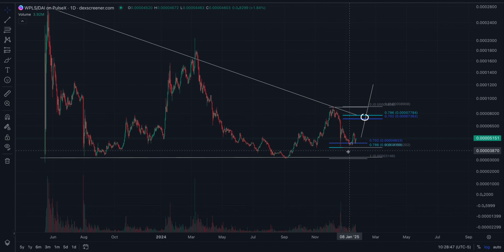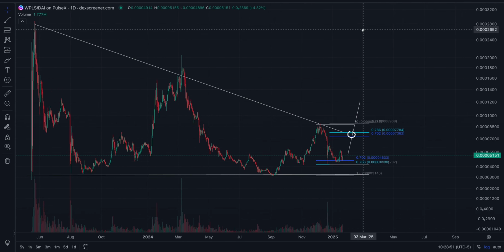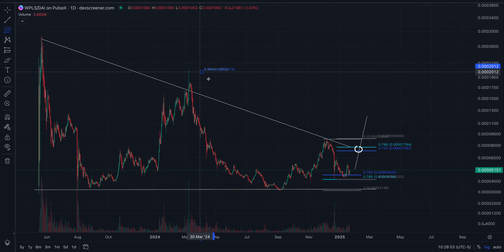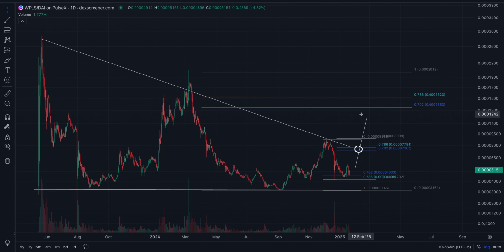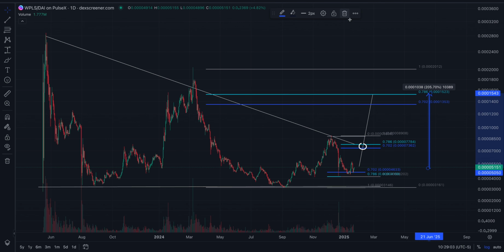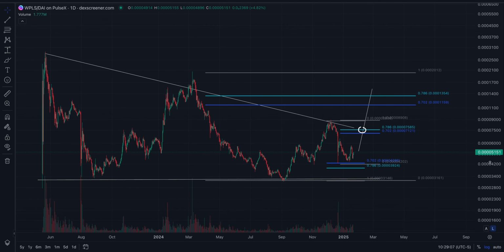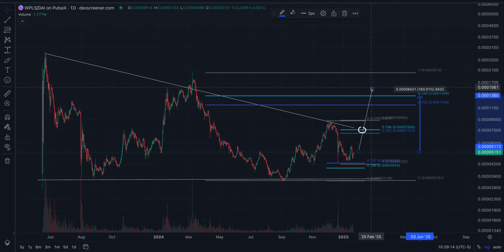But yeah, I think this is a last point of support here. And this whole range over here was accumulation. And I think that the next target here on PLS would be this region right here at 301523. That would be about a 205% increase. And in order to find, wait, let me see here. Yeah, sorry, 163% increase.